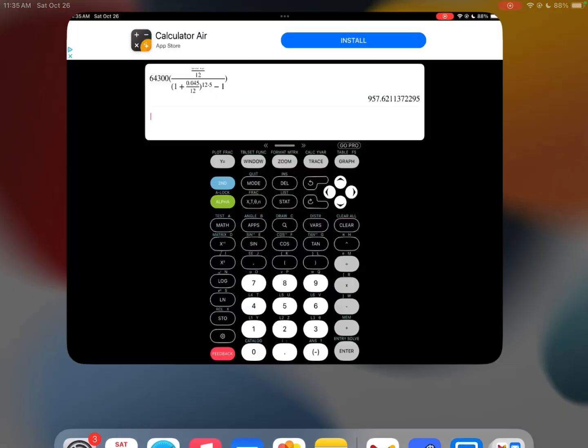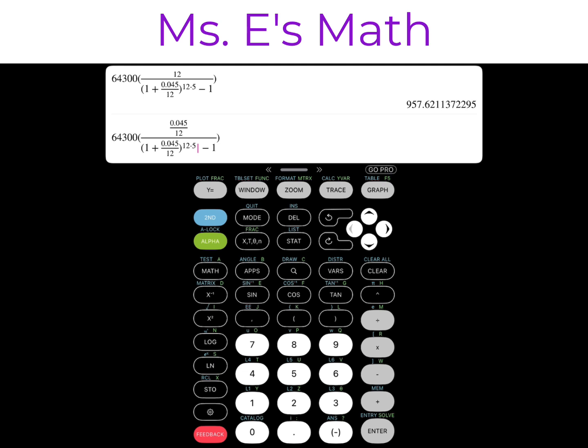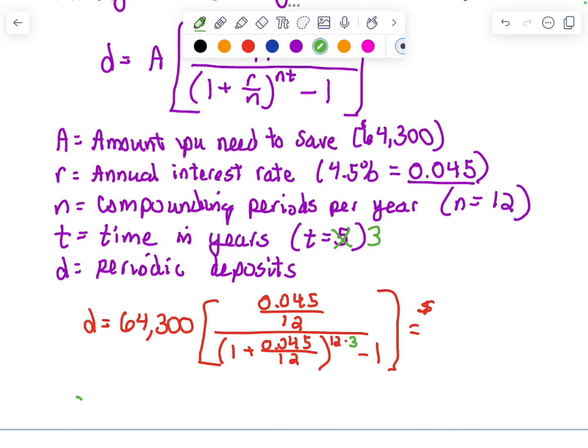So let's go to our calculator. Now this is really cool. You can just cursor up till you get the equation highlighted and then push enter and just change that one number, that 5, to 3. And then this says if I save $1,671.60, or if I round that, $1,672 every month, I would have enough money to buy this house in only 3 years. So that's pretty cool.